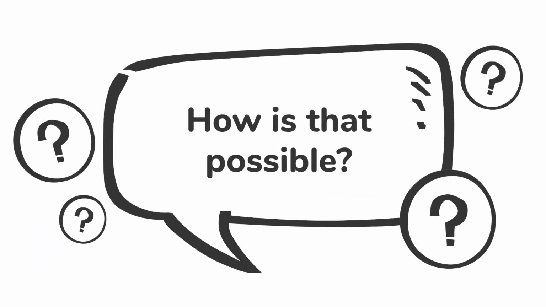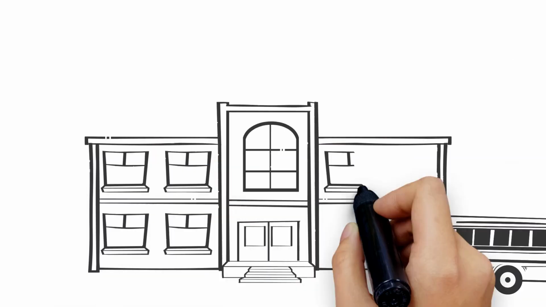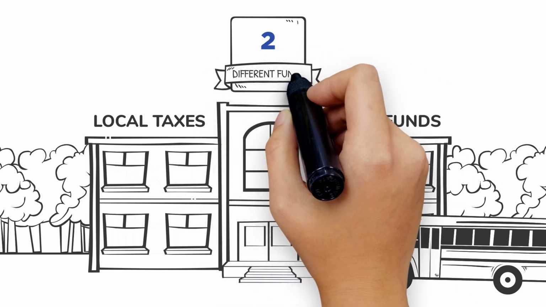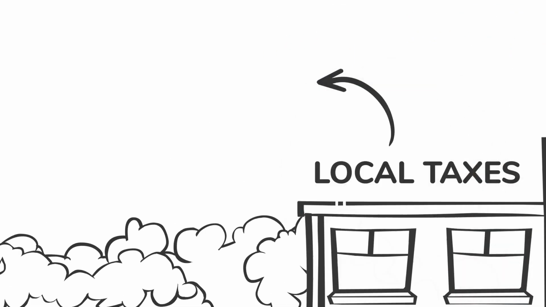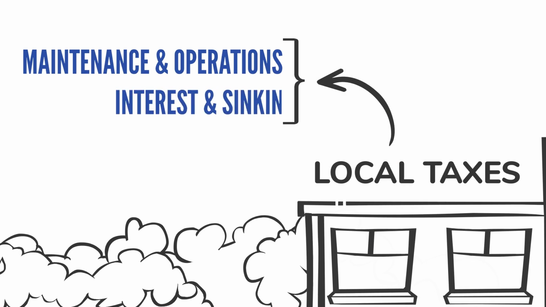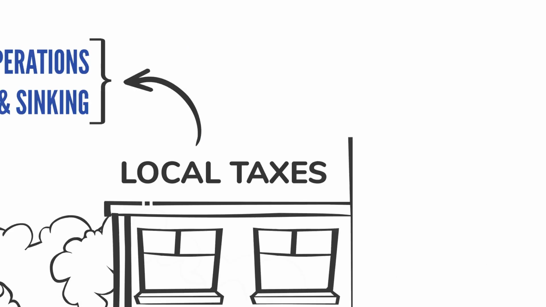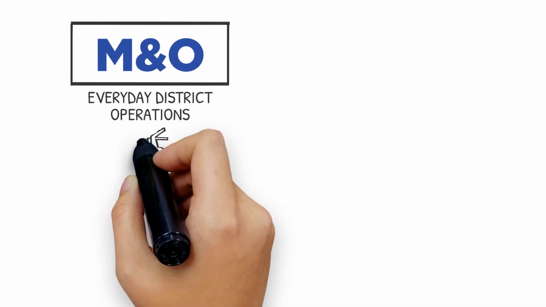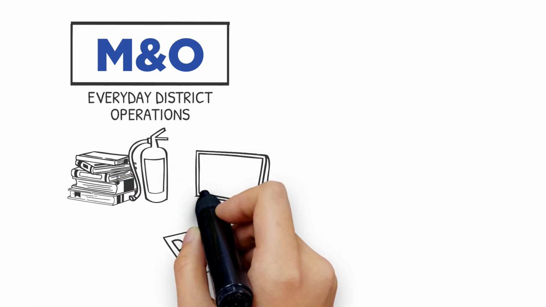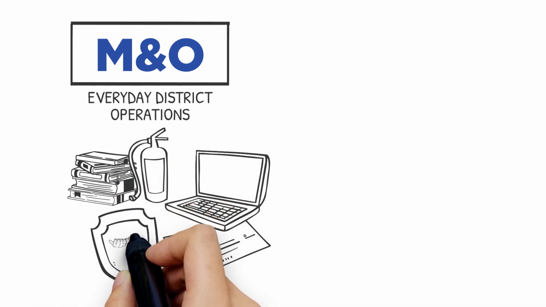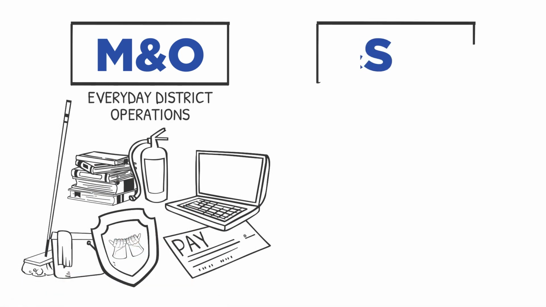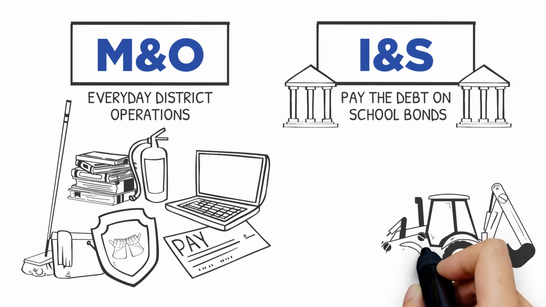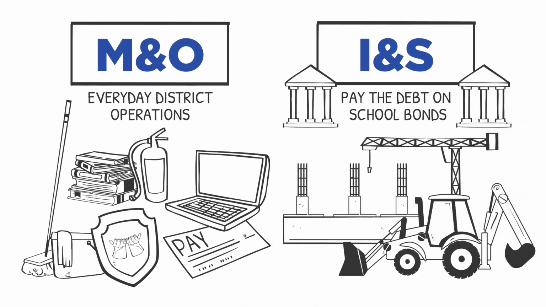How is that possible? The Friendswood Independent School District is funded primarily through local taxes and state funds. Local taxes are collected and go into two different funds, Maintenance and Operations, or M&O, and Interest and Sinking, or I&S. The M&O fund pays for everyday district operations like salaries, safety costs, classroom supplies, utilities, educational resources, insurance, and other items that help educate students each day, while the I&S is similar to a mortgage and can only be used to pay the debt on school bonds. Bonds pay for new school construction and capital improvements.